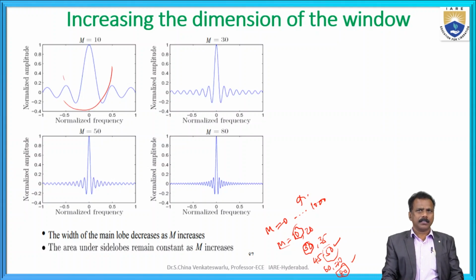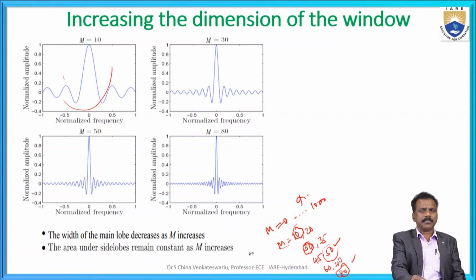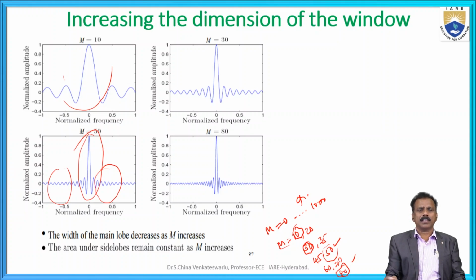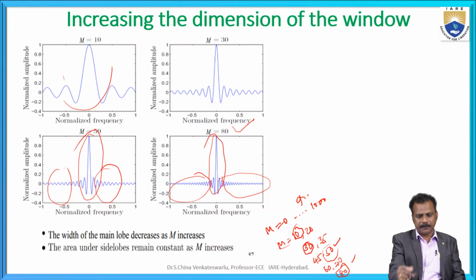How many side lobes or main lobes are there is displayed. If M is equal to 30, the number of side lobes is increasing and the main lobe is reduced. If M is equal to 50, the number of side lobes is increasing and the main lobe is reduced. As the M value increases, if M is equal to 80, the side lobes increase here and the main lobe is reduced.